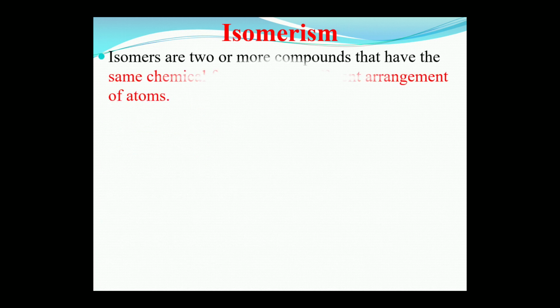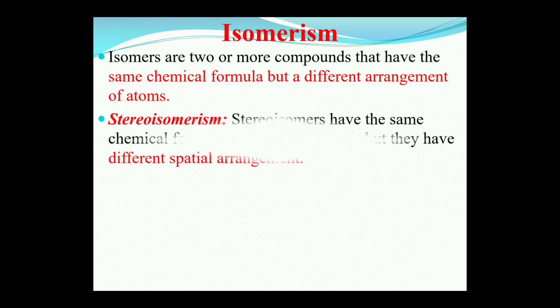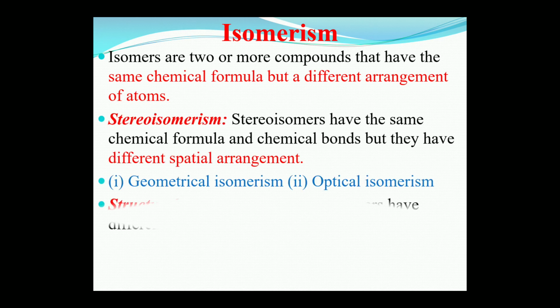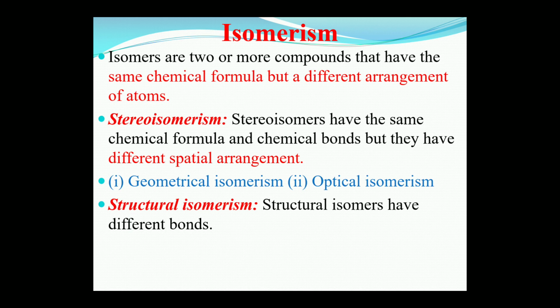Now talking about another most important topic, that is isomerism. Isomers are two or more compounds that have the same chemical formula but a different arrangement of atoms. Basically they have the same molecular formula but are structurally different. If we talk about stereoisomerism, they have the same chemical formula and the same chemical bonds, but a different spatial arrangement.